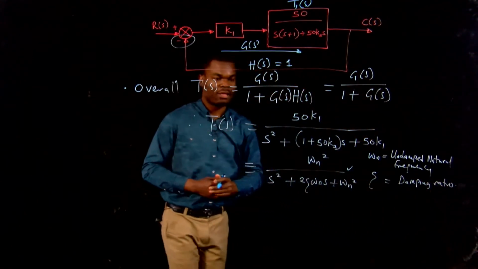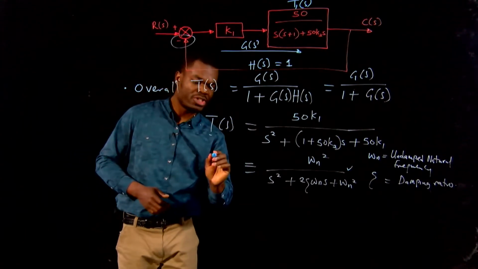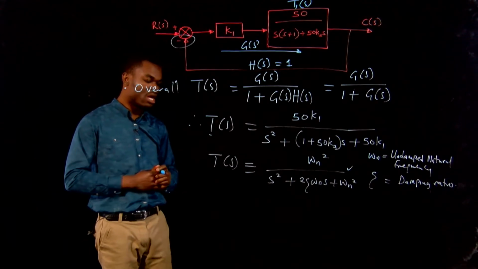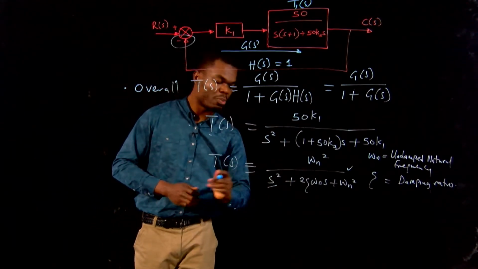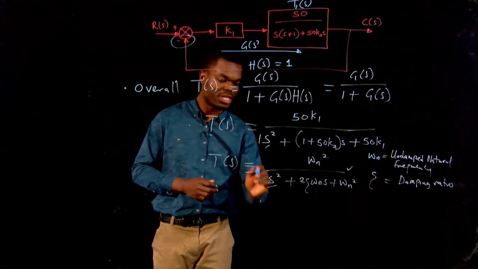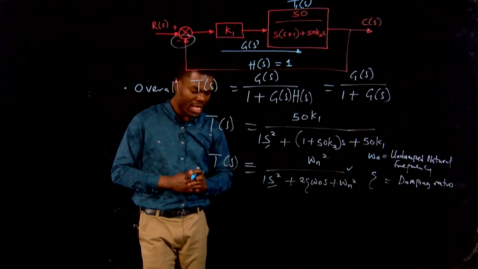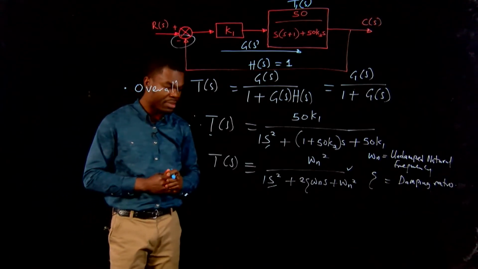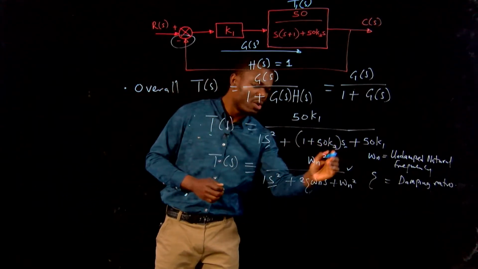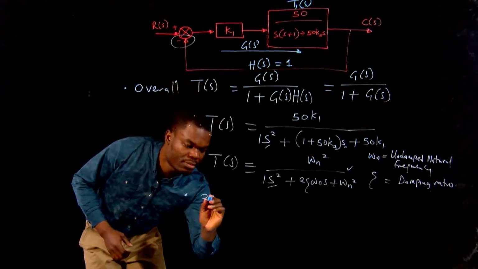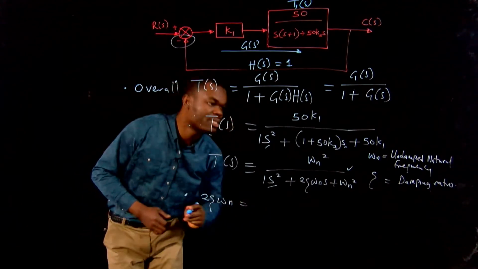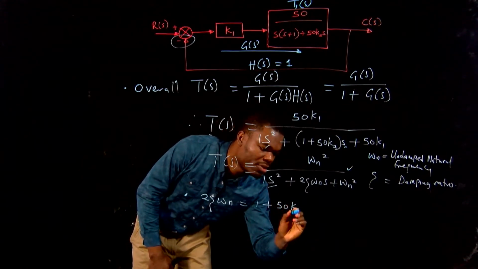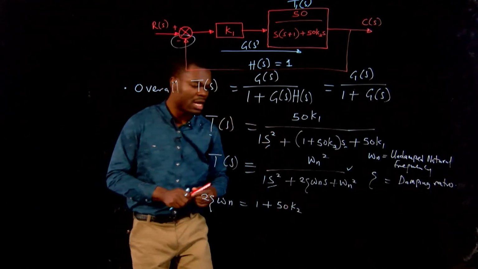Okay, and of course, if we compare this with a generic closed loop transfer function, if we compare the s raised to power 2 term, we can see that the coefficient is 1, which is the same. Now, we can generate some equations from this. First of all, if we look at the s raised to power 1 term, we can see that 2 zeta omega n, in this case, is the same thing as 1 plus 50 k2. Let's call this equation 1.